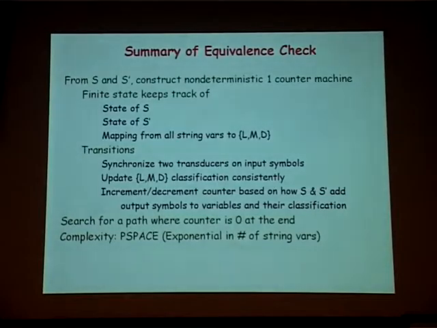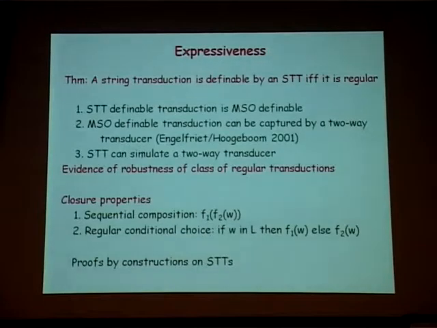And to make sure that the difference is actually the real difference, you need to add increment decrement to this counter. So what basically we are checking is that the number of bits S adds before the difference is same as the number of bits S prime adds before the difference. And we can't really keep track of the actual strings the two compute. But to check inequivalence, we don't really need that. And the complexity is formally PSPACE, but it's basically polynomial in number of states and exponential in number of variables. So what about expressiveness?